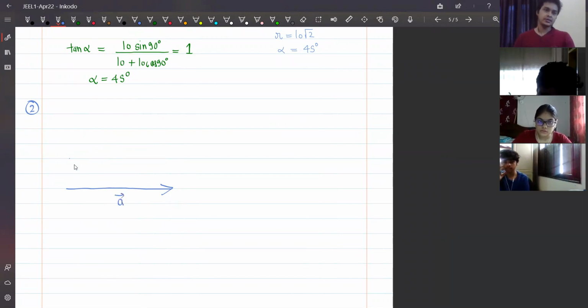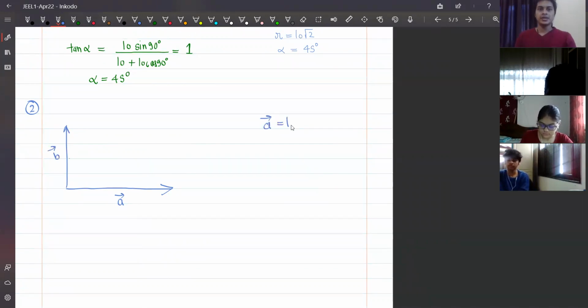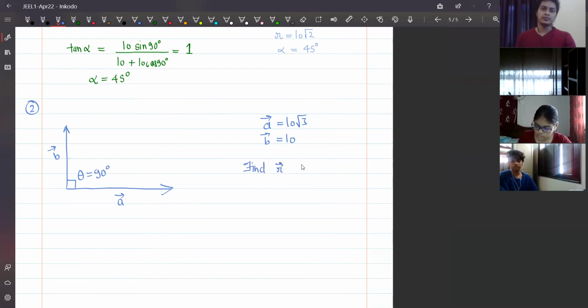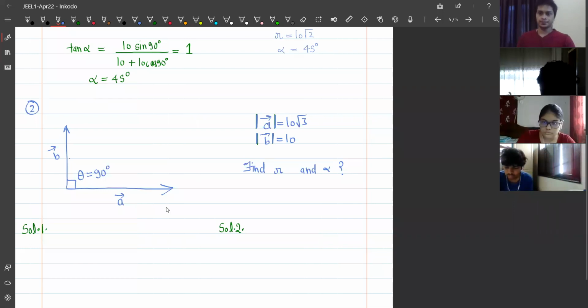Suppose I have first vector A vector, second vector as B vector. A vector is given as 10 root 3 and B vector is given as 10. Angle between them is 90 degree. Theta is 90 degree. You have to find the value of R and alpha. Find the magnitude R and alpha. Okay. Tell me the value of R.